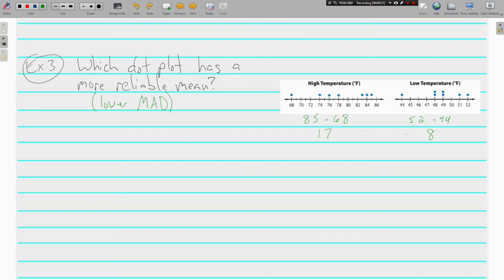If we were to do all the calculating that we did in example 1 and example 2, the low temperatures would have a MAD closer to 0. I hope that makes sense. The data is less spread out. The MAD would be closer to 0. It means the average of all those dots is more reliable for low temperatures than it is for high temperatures. Okay? I'm not going to write all that out that I just said, but that's the answer.